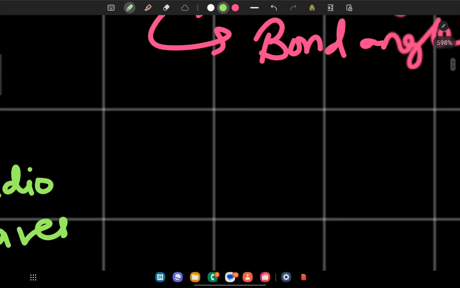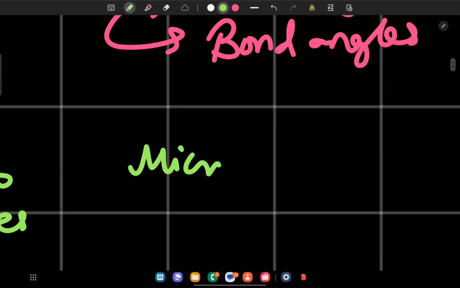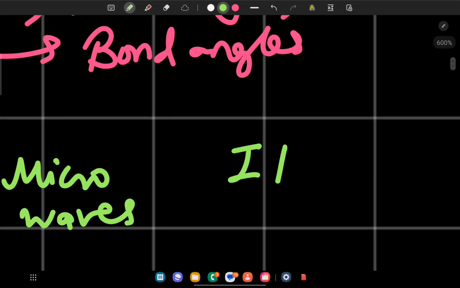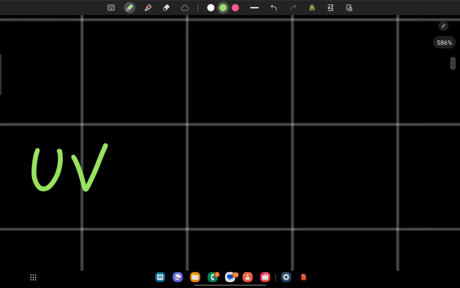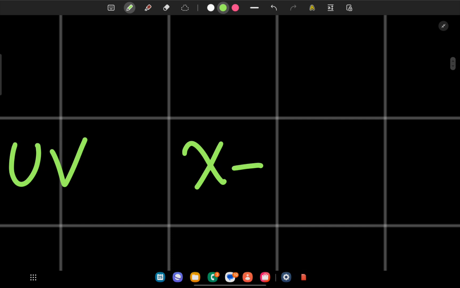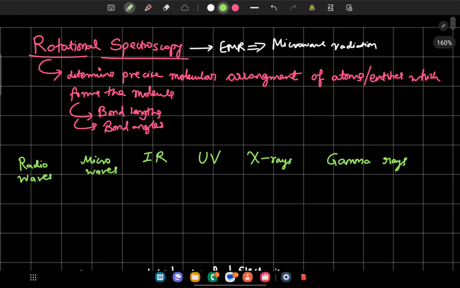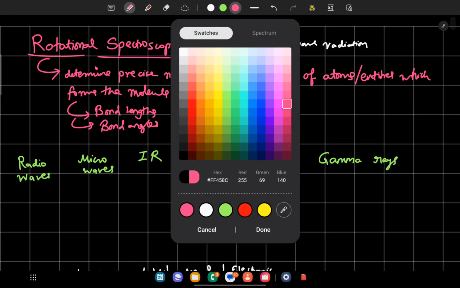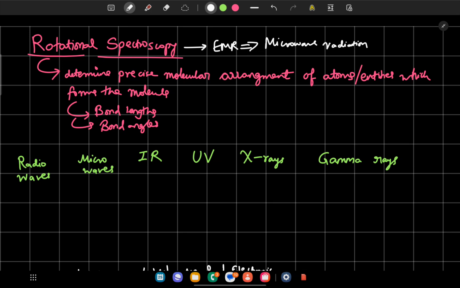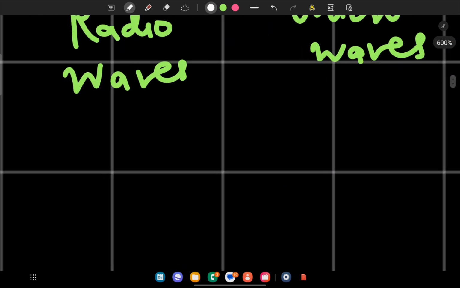we have radio waves. Followed by radio waves, we have microwaves. Followed by microwaves, we have IR rays. Followed by them, we have UV rays. Followed by UV rays, we have X rays. Followed by X rays, we have gamma rays.